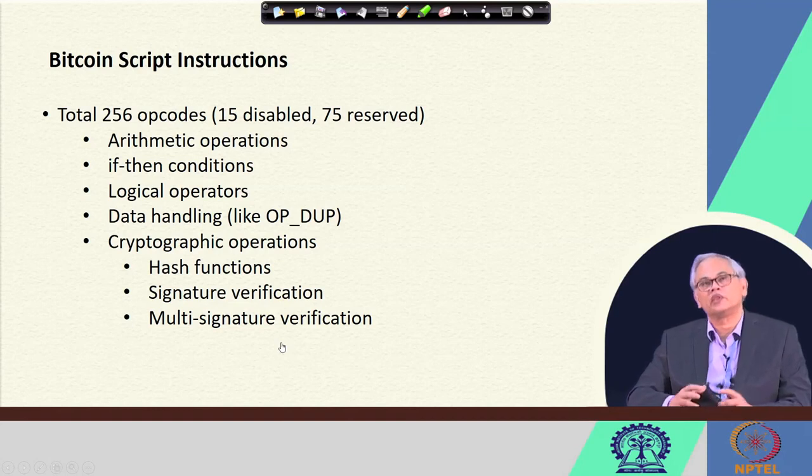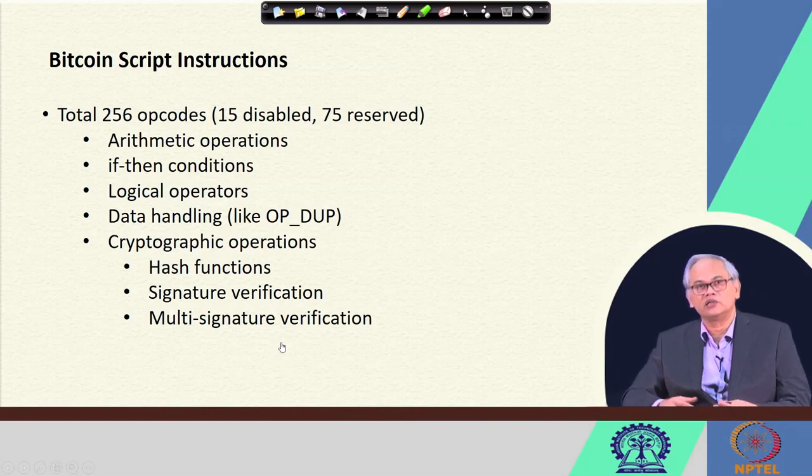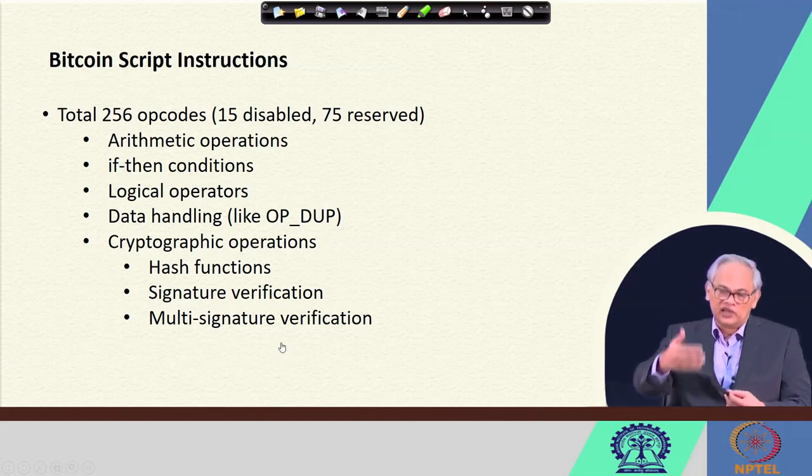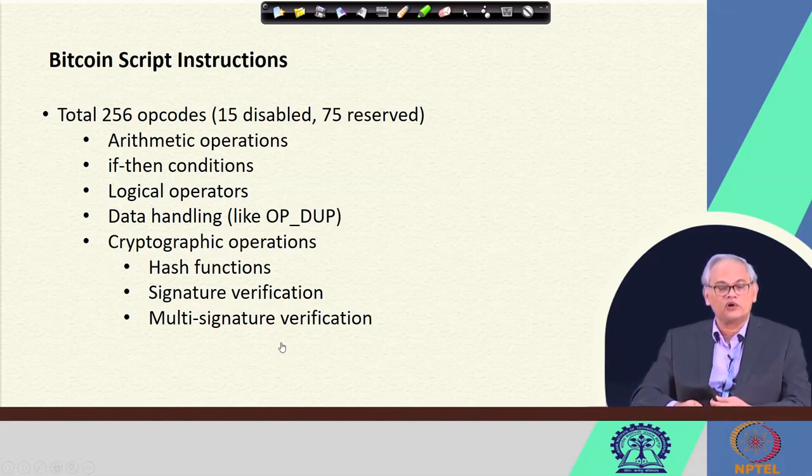instructions. Of course, not all the instructions are being discussed here. We have seen some of these opcodes. They include arithmetic operations, if-then conditions and logical operators, data handling like OP_DUP, which duplicates the data, and cryptographic operations like hash functions and signature verification. We have talked about generating the hash, if you remember, we created the hash and so on. All these are part of this particular scripting language, and then one can also have multi-signature verification.